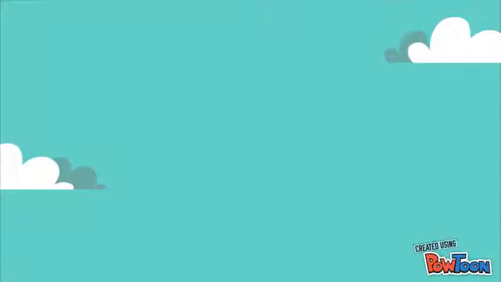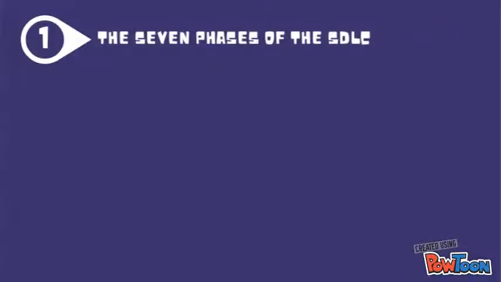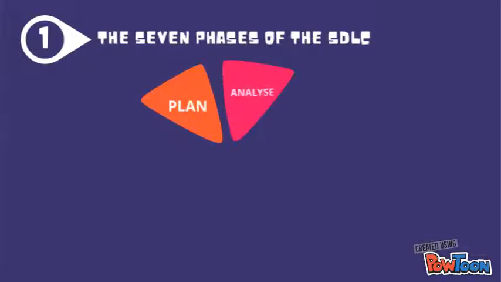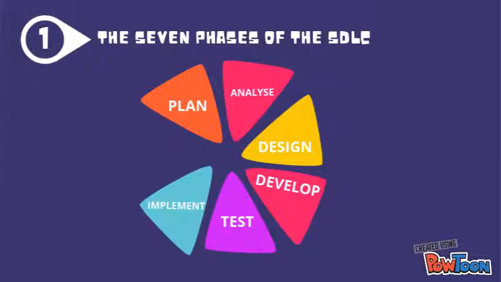Morning class. Today we'll be learning about the 7 phases of the system development life cycle. Morning, sir. Morning. The 7 phases of the software development life cycle are plan, analyze, design, develop, test, implement, followed by maintain.